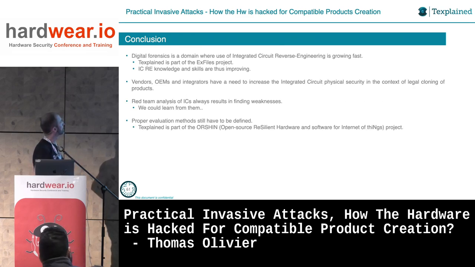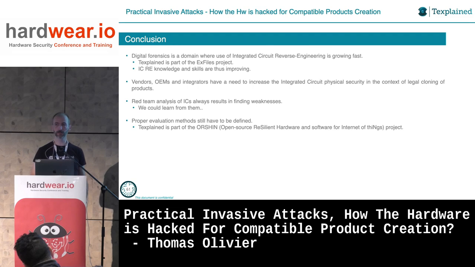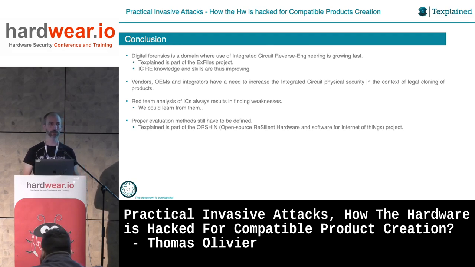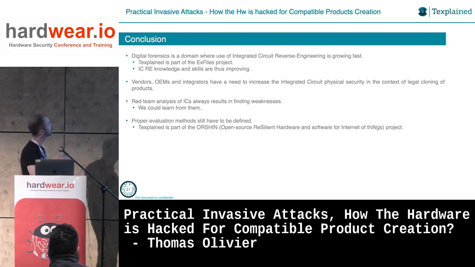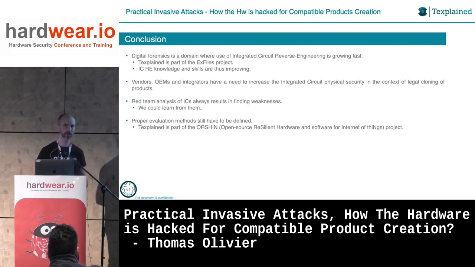And the last slide is some kind of history again. I can see that reverse engineering ICs is increasingly getting big. And as TechSpain, for example, we are part of a European project with law enforcement agencies to use these kinds of techniques to learn things from secure encrypted devices.